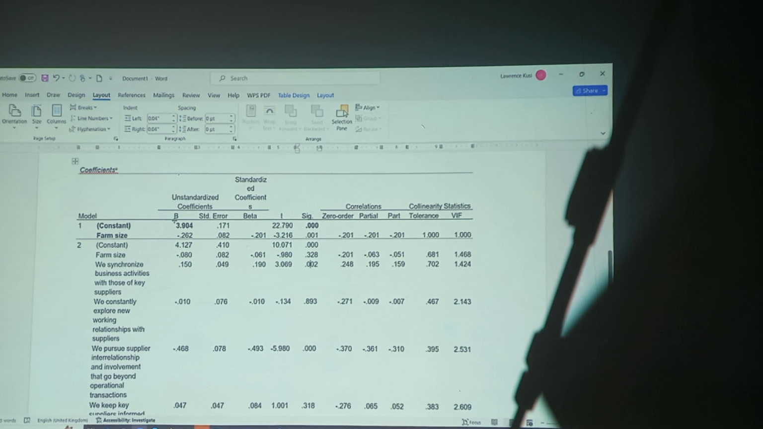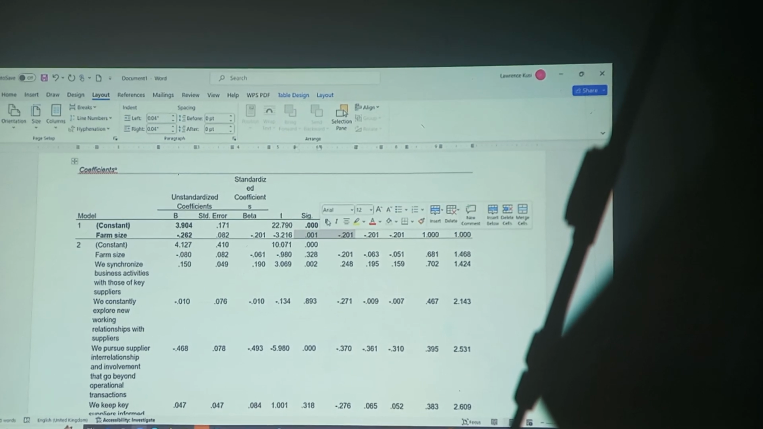Now, look at the standardized beta: what is firm size's contribution? Negative 0.662. Is it significant? Yes. So what does it mean? It means that firm size is contributing. Is it increasing the profitability or reducing it? It is negative, so the firm size reduces the profitability. Though it is significant, it is reducing. That is for the first model.